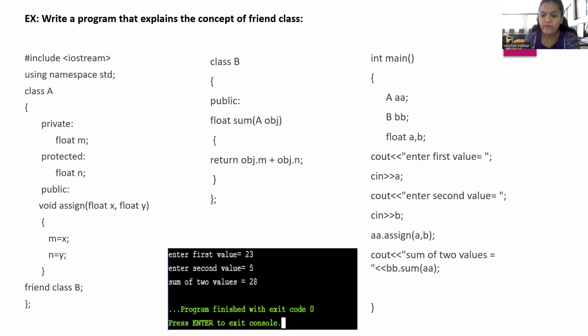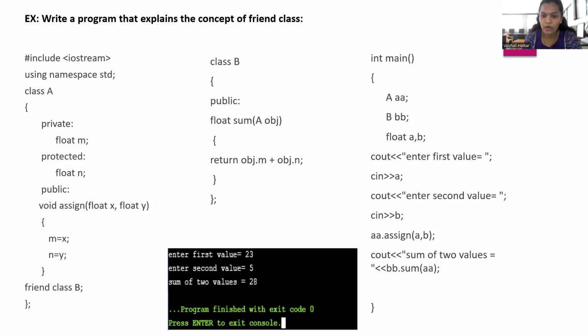Then we make the sum of these two variables. cout sum of two values is, we call BB.sum. The sum function is declared in class B, so we only pass our object, the object of class A. Here class A's object will access the float value of m and the float value of n, and it will add the two variables. So the output is here: enter first value and enter second value, which we enter as the user, and the sum of two values is equal to the appropriate result.